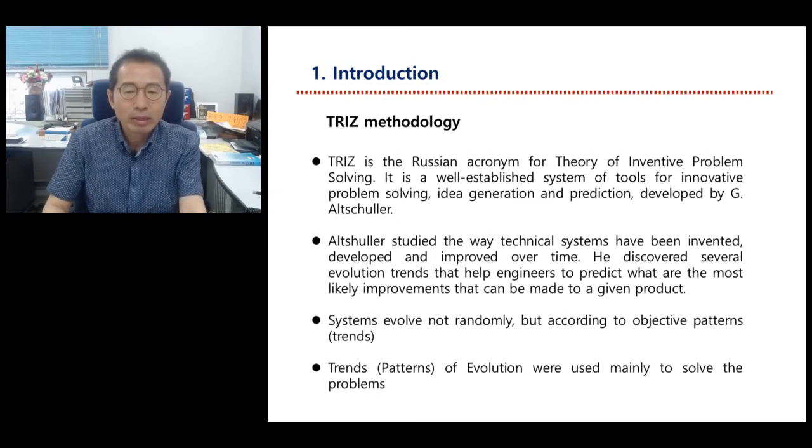Altshuller studied the way technical systems have been invented, developed, and improved over time. He discovered several evolution trends that help engineers to predict the most likely improvements that can be made to a given product. He revealed that systems evolve not randomly, but according to objective patterns. But he used evolution trends mainly to solve problems.